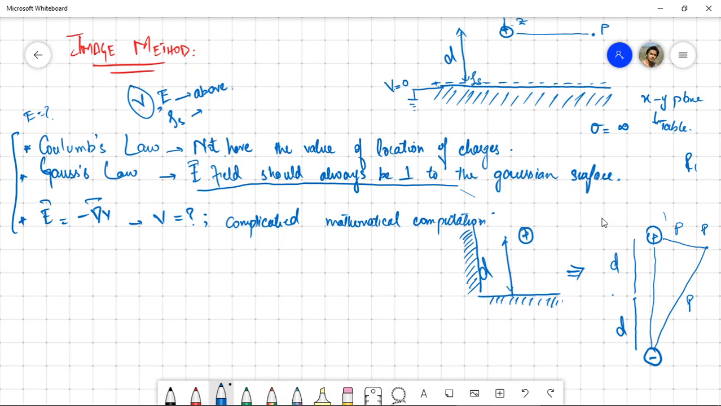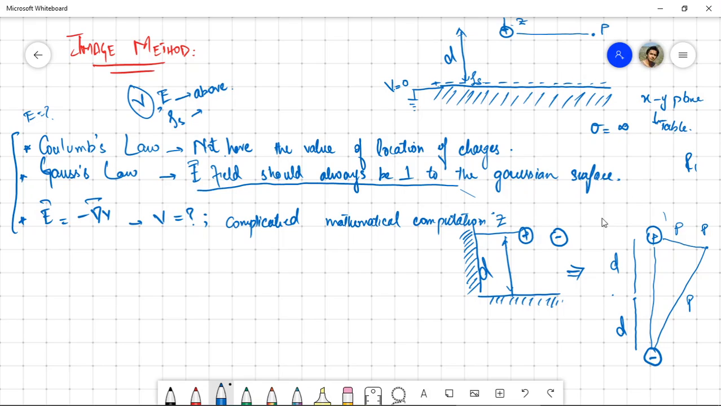Now there are two planes. We have this plane and then we have this plane. So we will eliminate this conductor, but in order to eliminate this conductor, we will have to consider an image of this charge here too. So we will see what is the distance of this charge from this plane. Let's suppose it is Z.